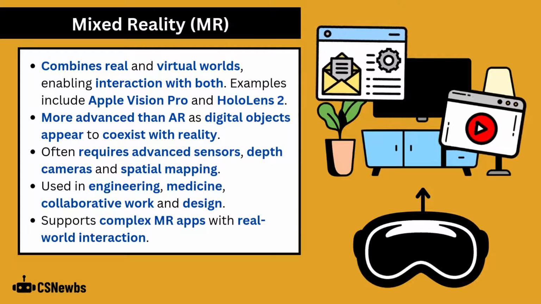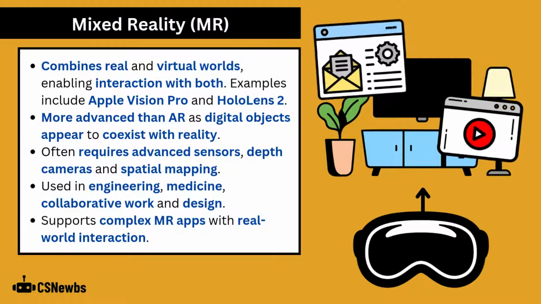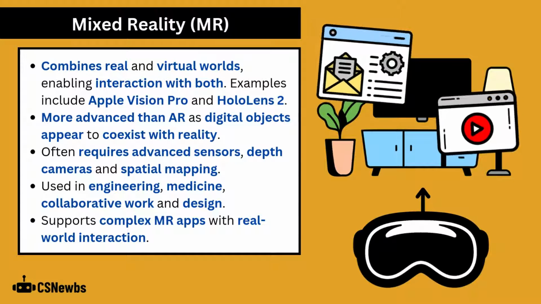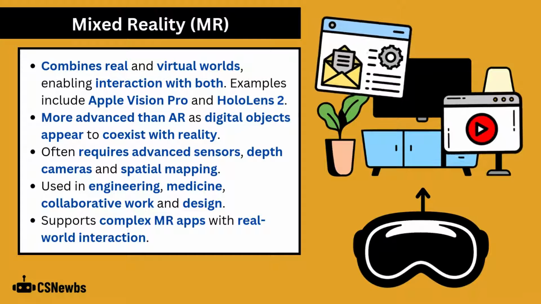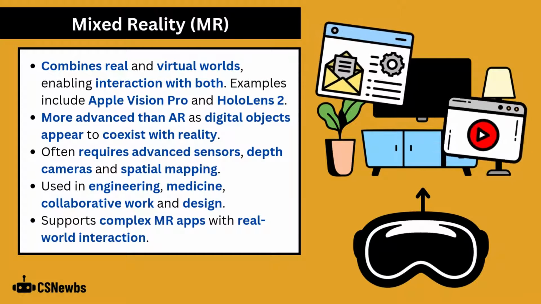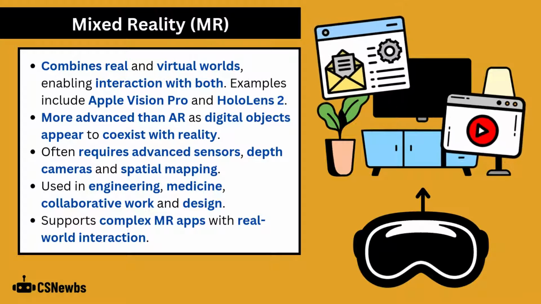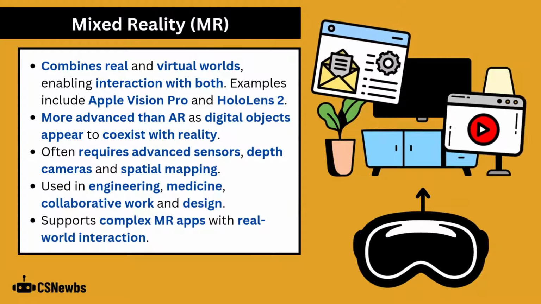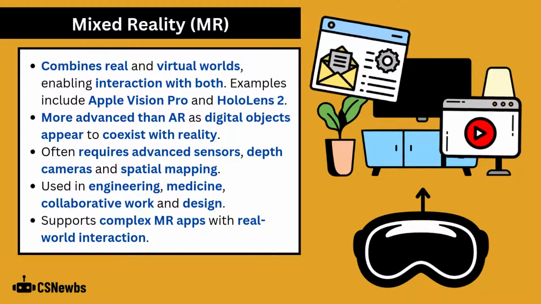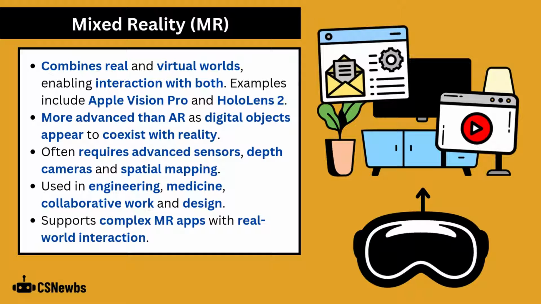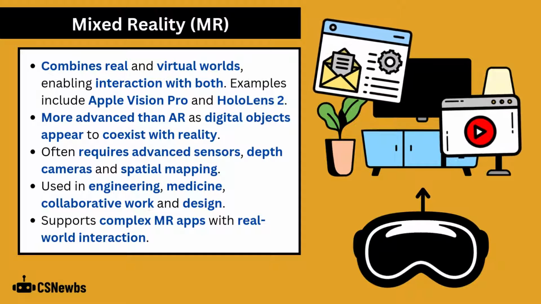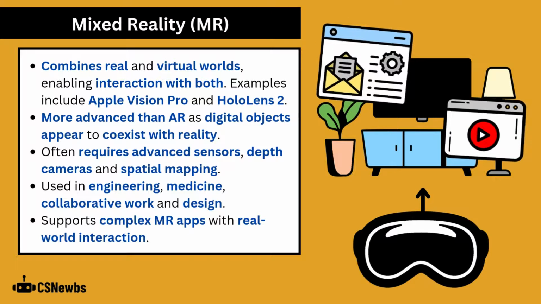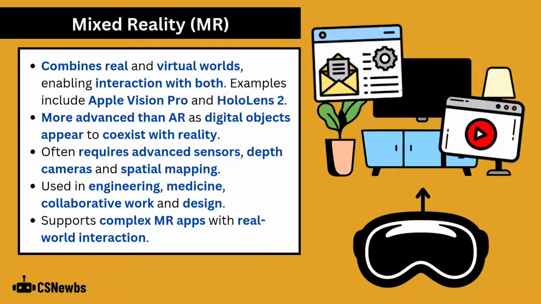Mixed reality combines real and virtual worlds, enabling interaction with both. Examples include Apple Vision Pro and HoloLens 2. These are more advanced than augmented reality as digital objects appear to coexist with reality. It often requires advanced sensors, depth cameras, and spatial mapping. It's used in engineering, medicine, collaborative work, and design. And it supports complex mixed reality apps with real-world interaction.